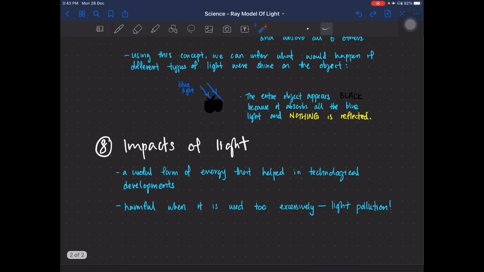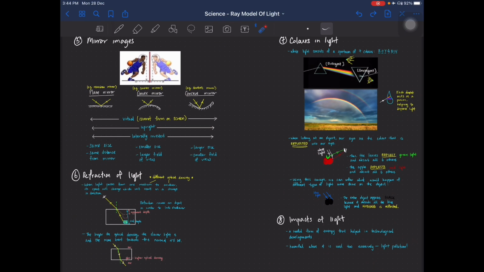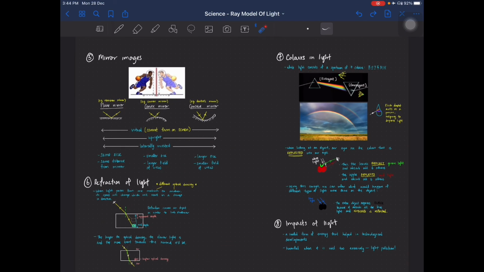Last but not least, in this chapter, we talk about the impacts of light. Now, we all know that light brought a lot of benefits to our life. It helped in a lot of technological developments, such as light bulbs, lamps at home, projectors, handphones, etc. But light can also result in problems, especially when it's used too excessively. And that is what we call light pollution, which can affect your mental well-being, your level of attention, and it might also make you feel very, very tired. And for some others, it can cause certain eye issues.